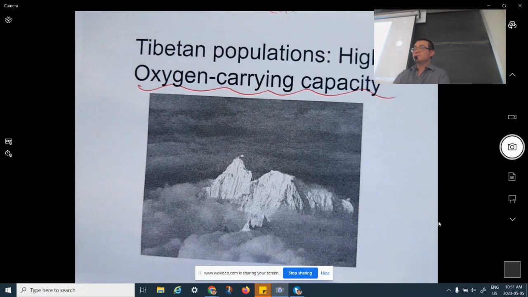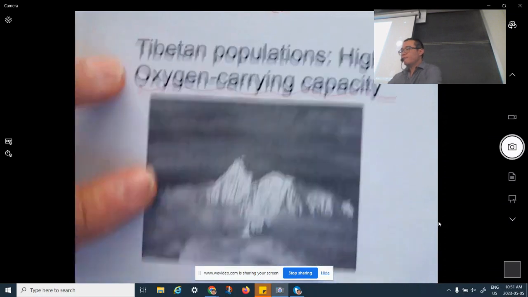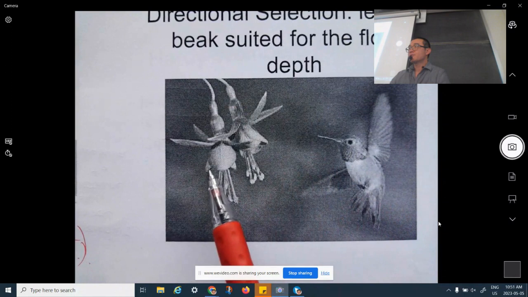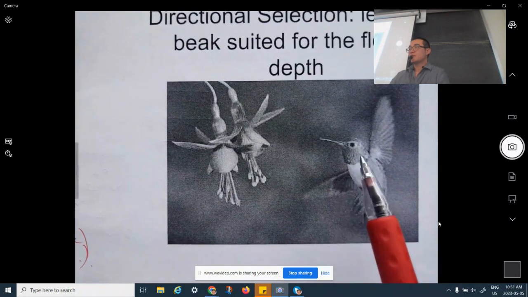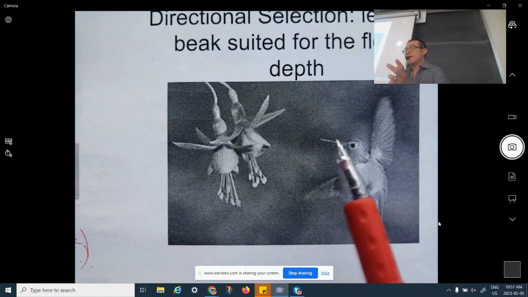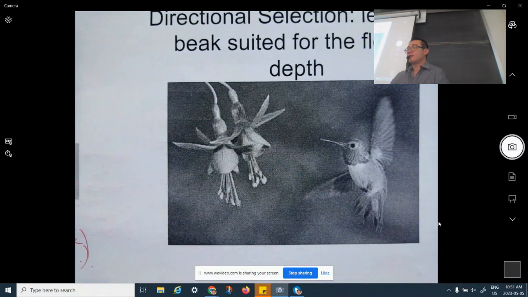Yes. Could you explain the bird example again? The bird example, because hummingbirds feed on the nectar of the flowers. In this case, the selection would be more towards birds that have the beak length that is suitable for the flower that they feed on.